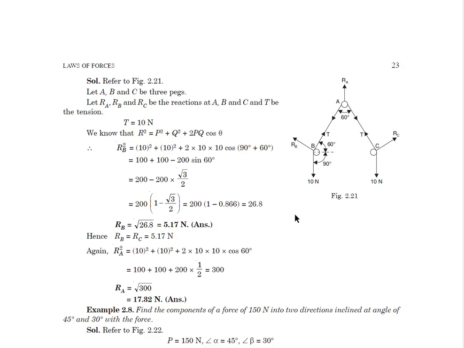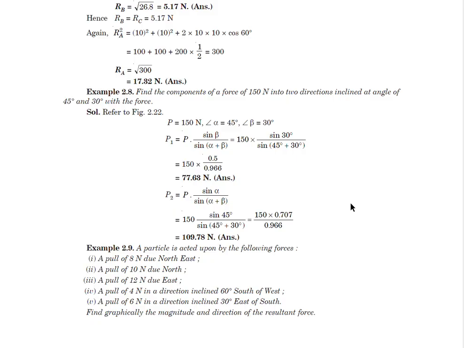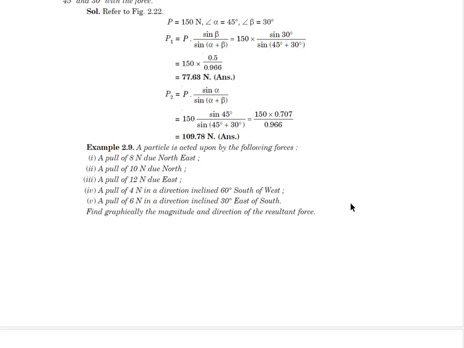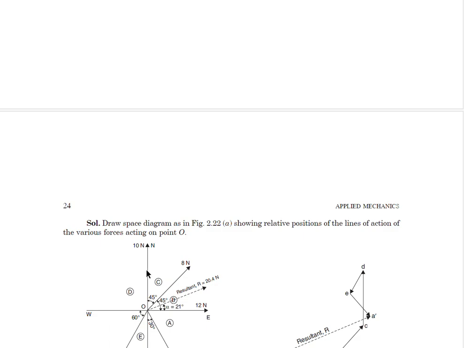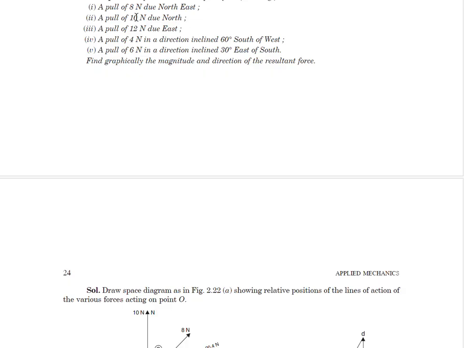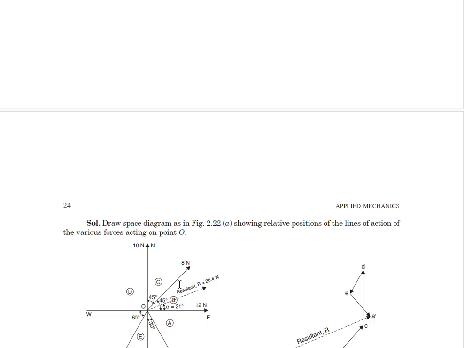Okay, now let us discuss the next solved problem, example 2.9. A particle is acted upon by the following forces: a pull of 8 Newton due northeast. So northeast, you can see, this is north, east, west, and south. So northeast means an angle of 45 degree with the horizontal or east. Then a pull of 10 Newton due north, which is along this direction. A pull of 12 Newton due east, which is along this direction, horizontal.